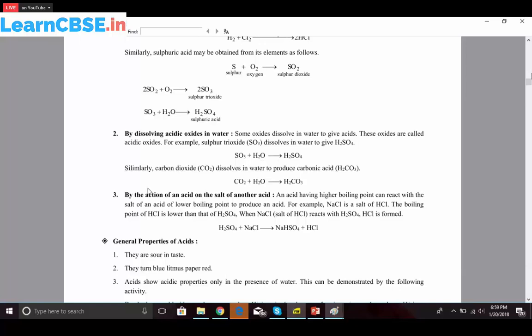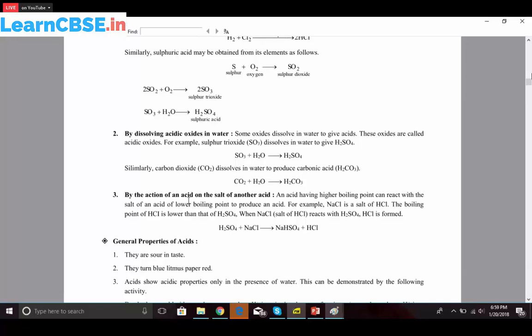Then similarly, carbon dioxide, CO2. Carbon is the non-metal which combines with oxygen. So carbon dioxide, when it dissolves in water, produces carbonic acid, H2CO3.